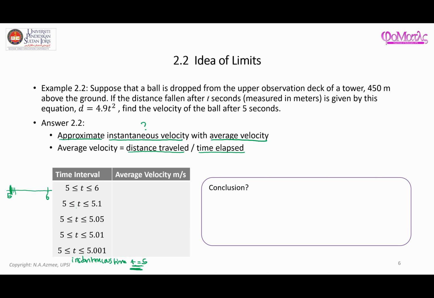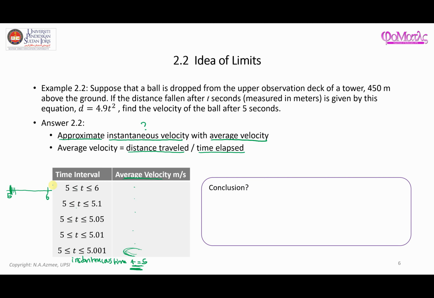Okay, so now if you calculate the average velocity at all these time intervals, you will expect that the average velocity at this interval here will approach the instantaneous velocity that you are looking to find. So that is only logical to think in that way. Okay, so now what we're going to do is calculate the average velocity.